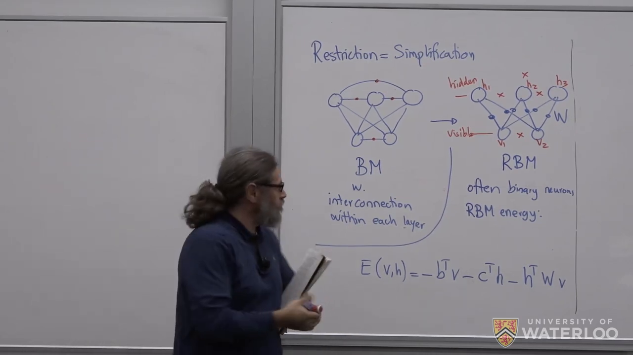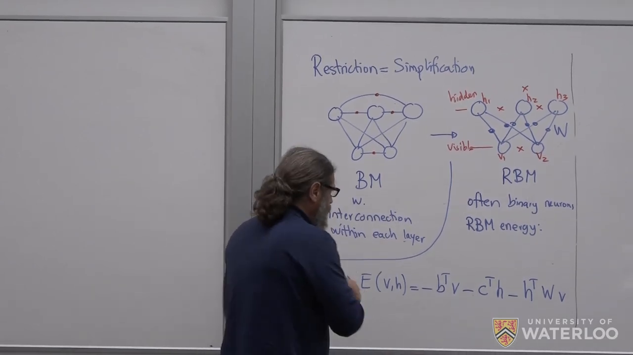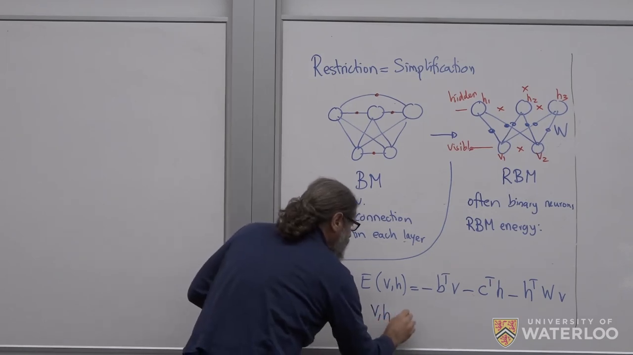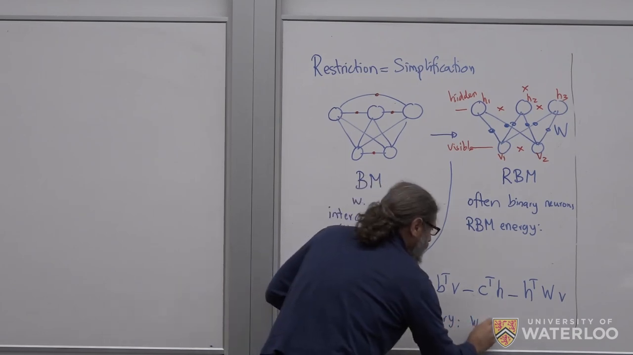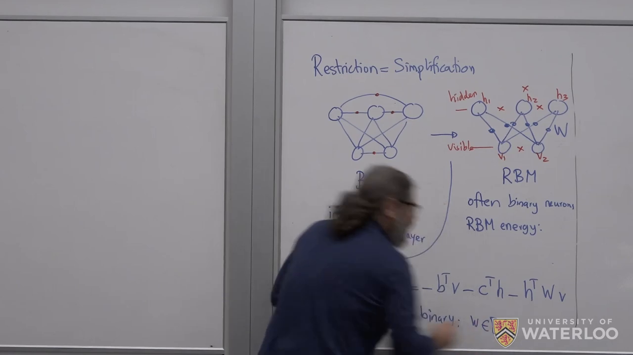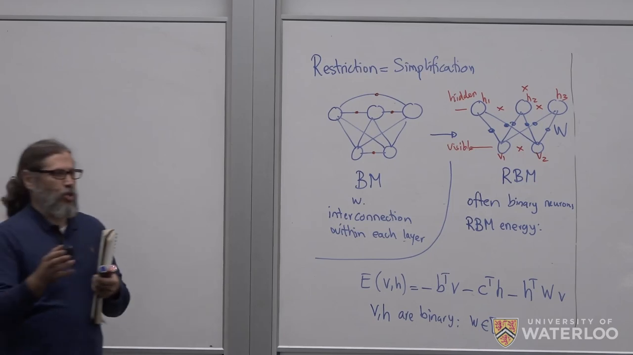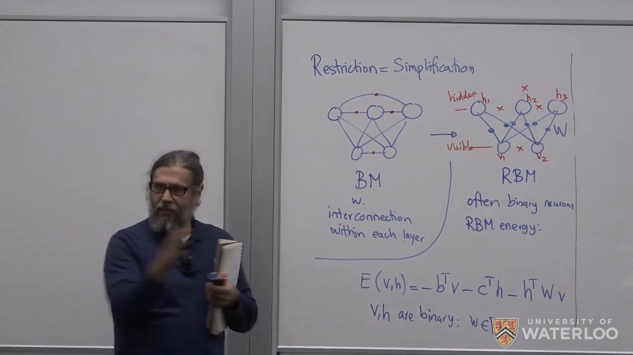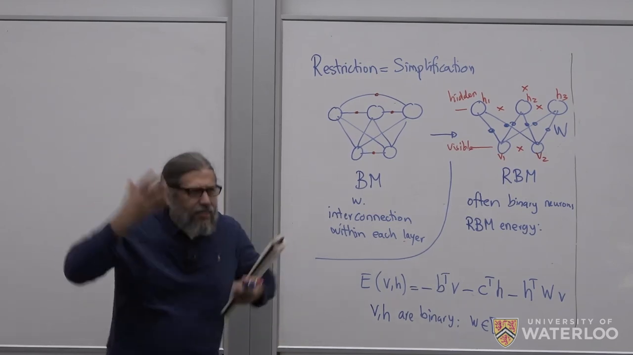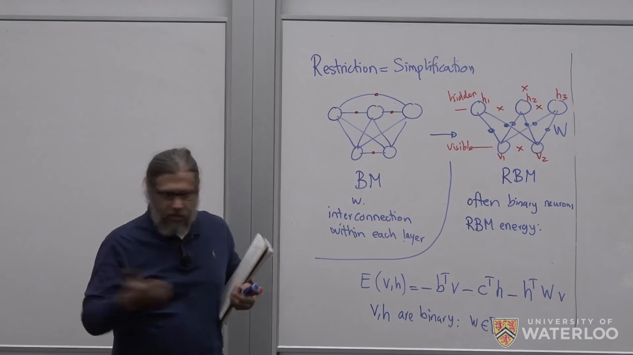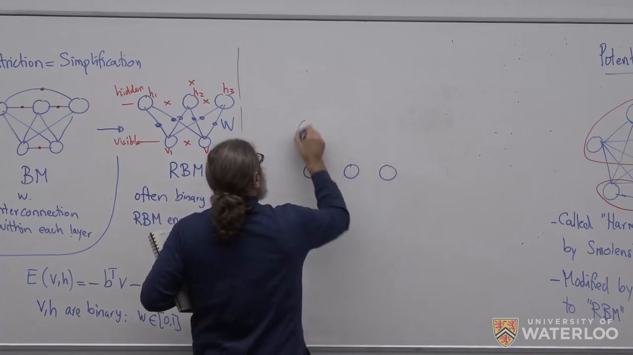Okay. Then what? So V and H are binary, and W is, of course, a number between 0 and 1. Otherwise, we have nothing. I need the synaptic values to be adjustable. I need to play with that. Okay, so what is this? Relax. So, okay. Can you understand this?